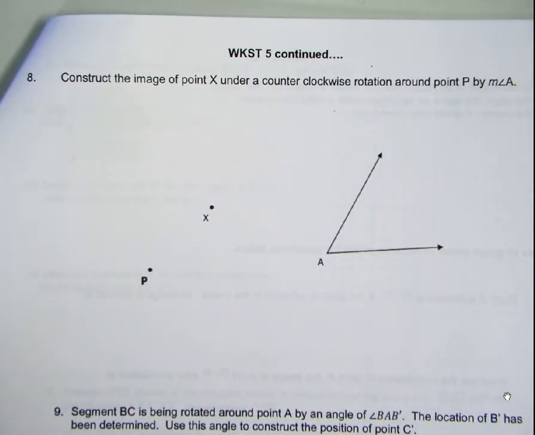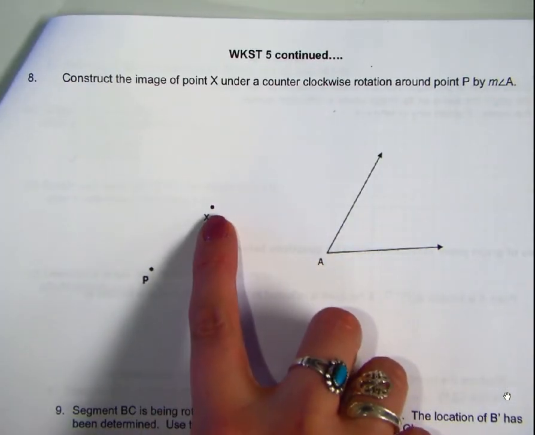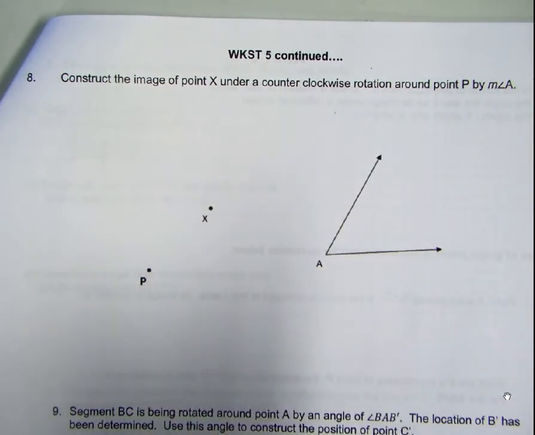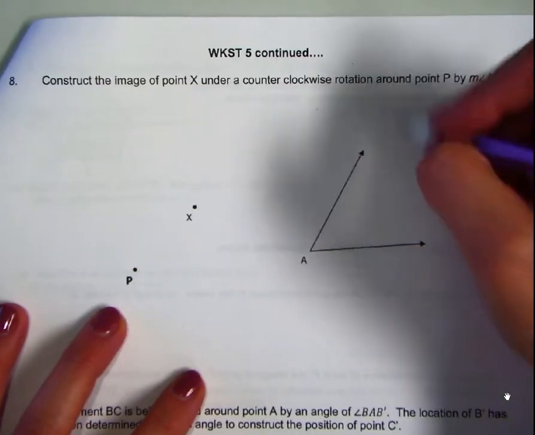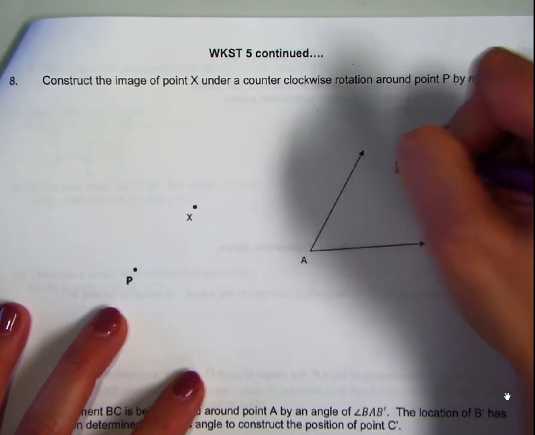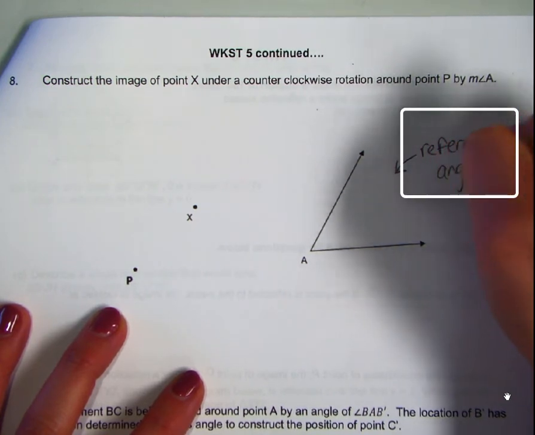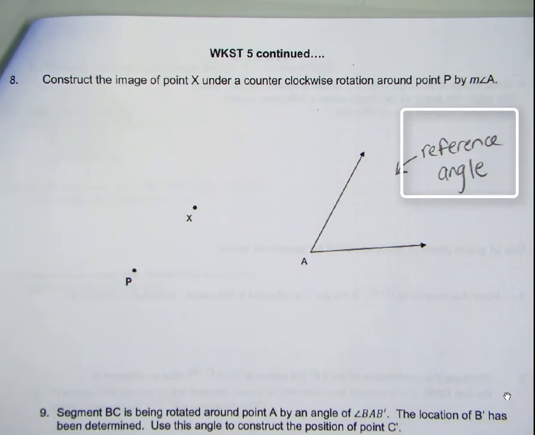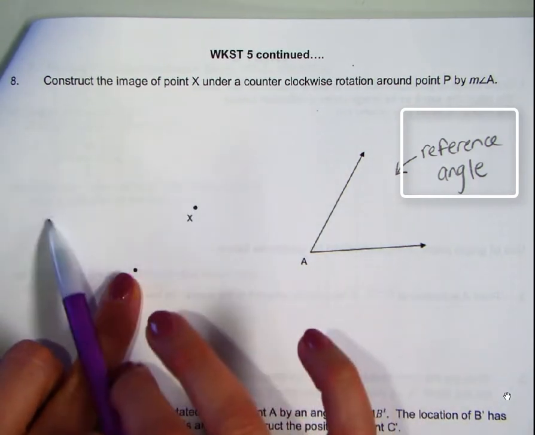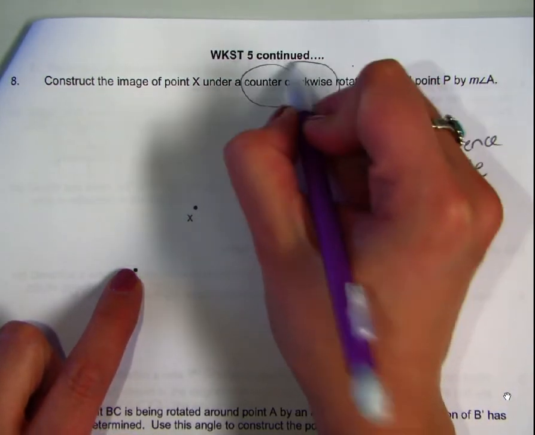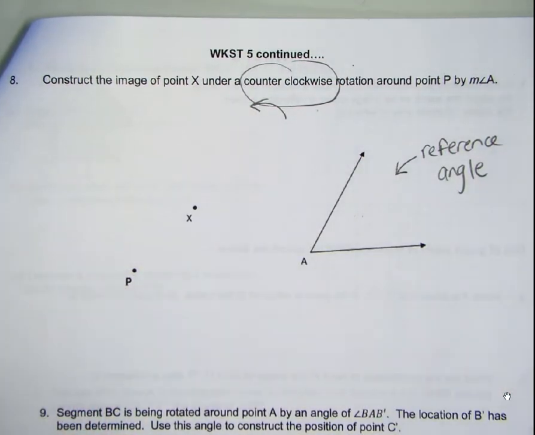Oh, there's two more. Construct the image of point X under a counterclockwise rotation around point B by the measure of angle A. So this right here is your reference angle. We need to rotate point X by this angle amount, counterclockwise, okay? So you need to copy an angle again.